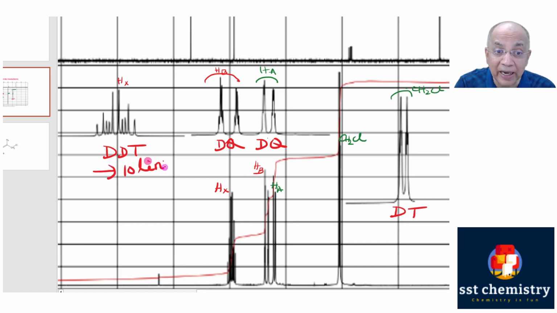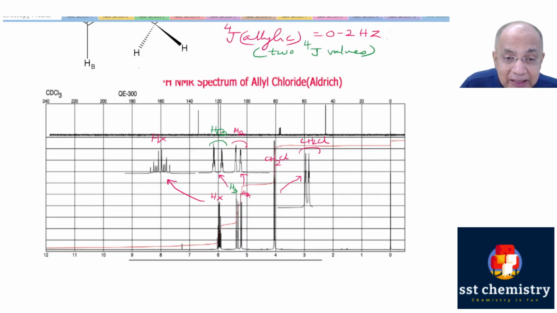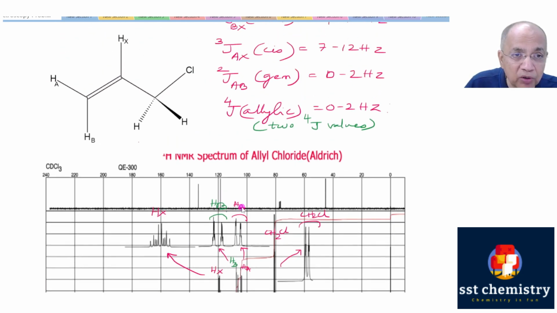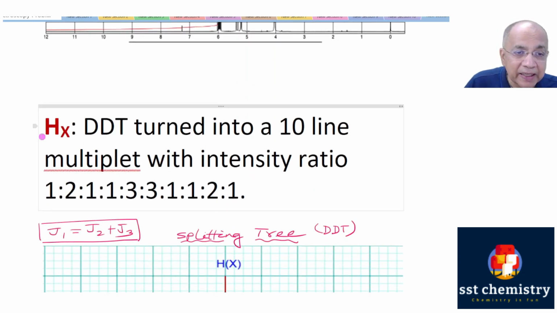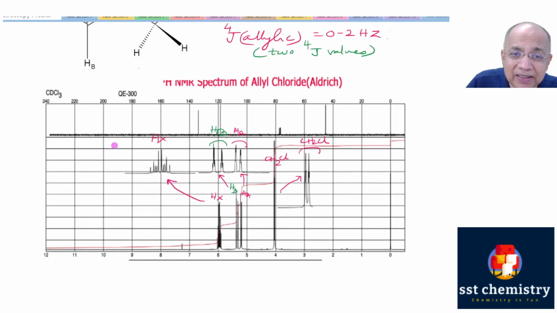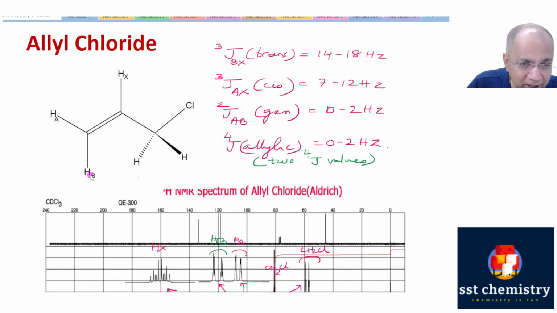And now we will prove that. How? So these are the expansions and these are the real peak positions. Let us talk about HX. Now, HX is a DDT. Why is it a DDT? Because doublet with the trans J3 coupling, then cis J3 coupling, doublet of a triplet. Because these 2 protons are to be taken as virtually shift equivalent because of rotation, and therefore triplet.